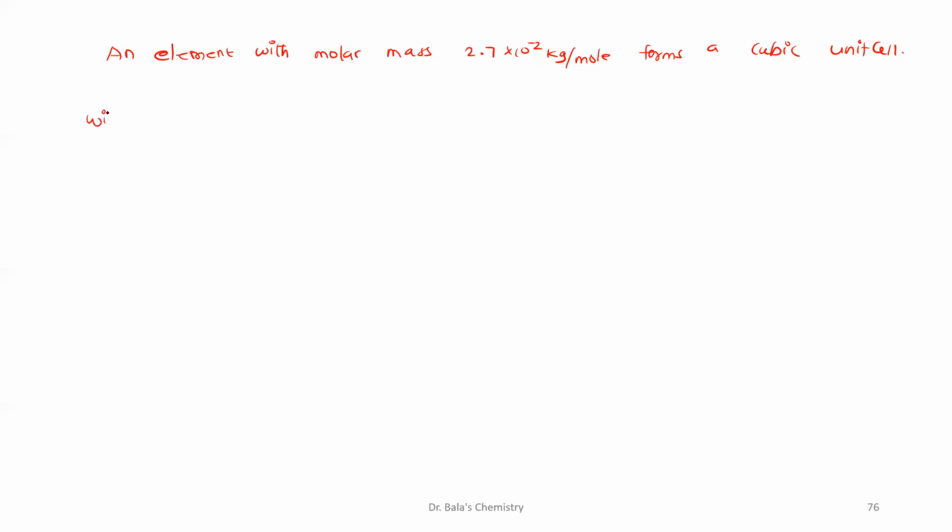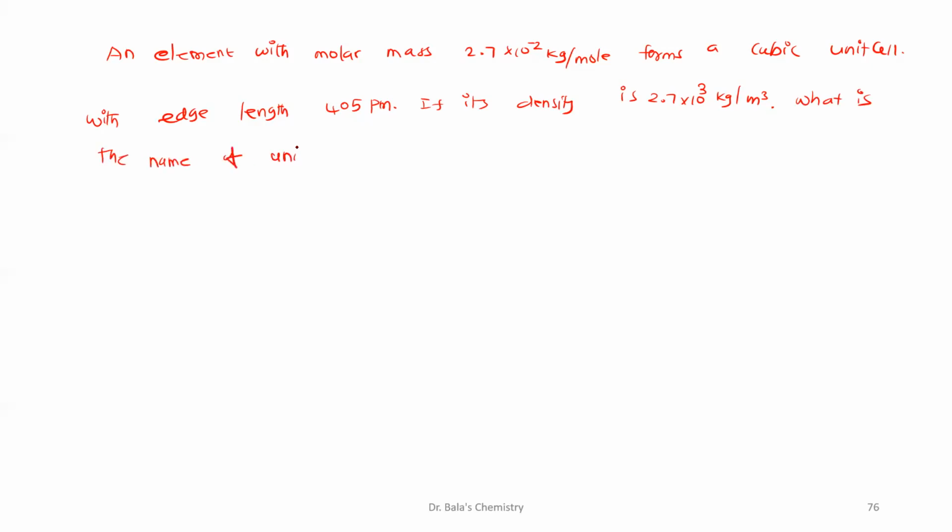With edge length 405 picometer. If its density is 2.7 into 10 power 3 kg per meter cube, what is the name of unit cell? What is the name of unit cell? How we can calculate it? What do you have to find out here?